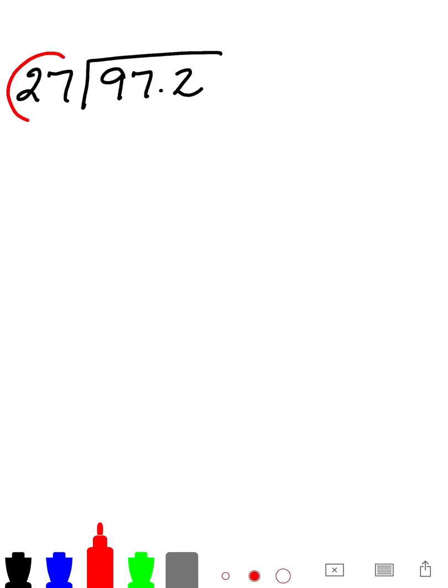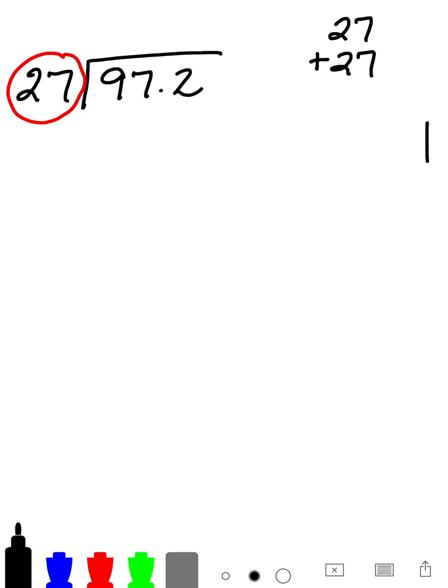First thing I notice is that 27 is 2 digits. Since it's 2 digits, I'm going to create a running total. Okay. So I'm going to take 27 and add it to itself a whole bunch of times. 7 plus 7 is 14. 2 plus 2 is 4. Plus 1 more is 5. So I know 27 times 2 is 54.